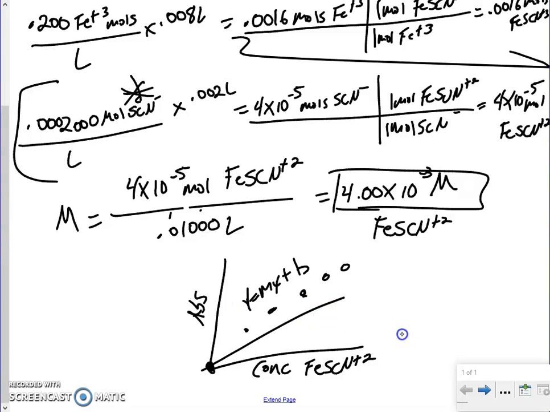Once you have that, you're going to be done for the weekend. One person at least in your group needs to create this graph and bring it in with you on Monday, and we'll finish the lab from there.